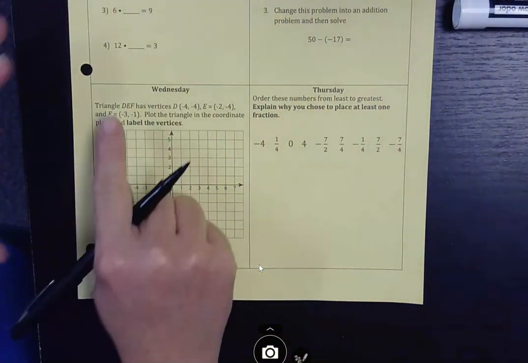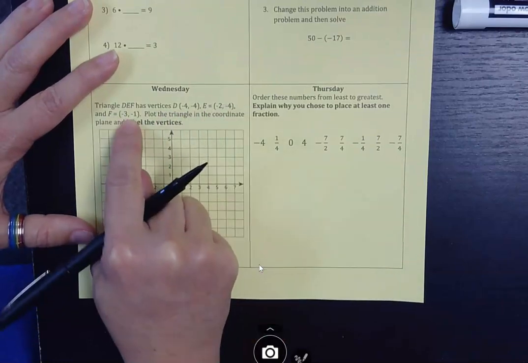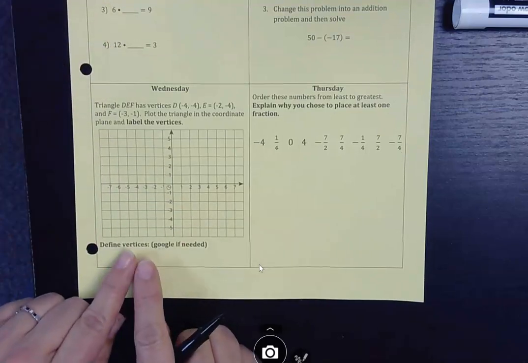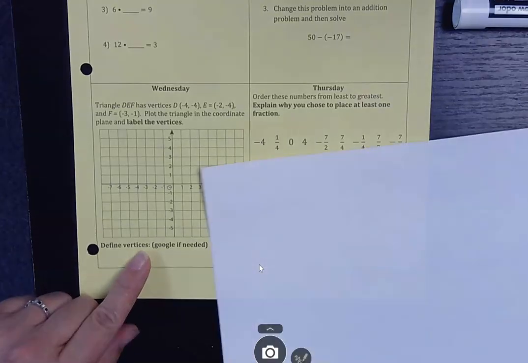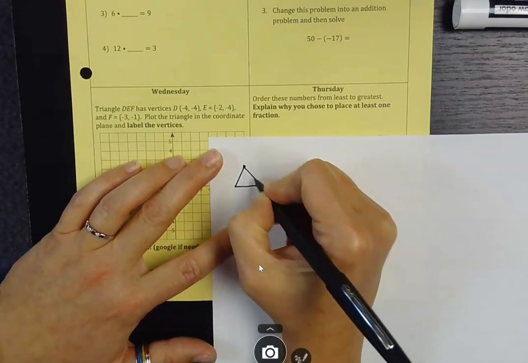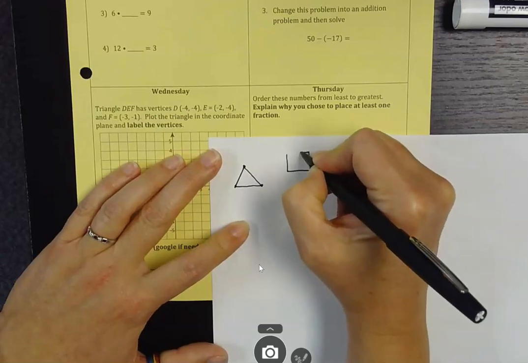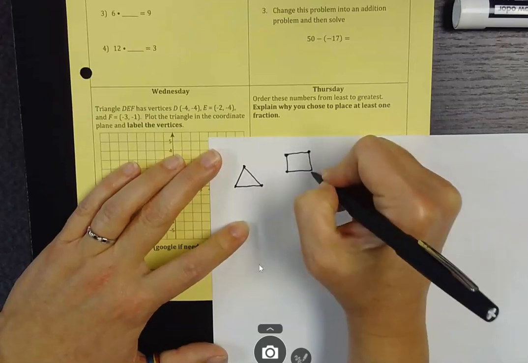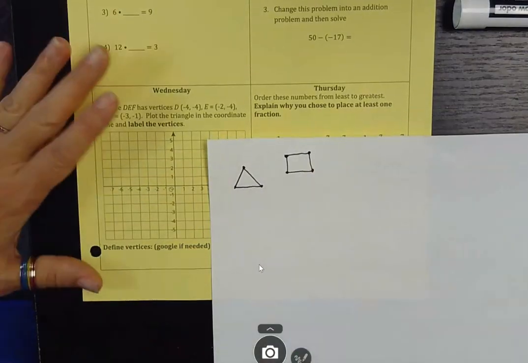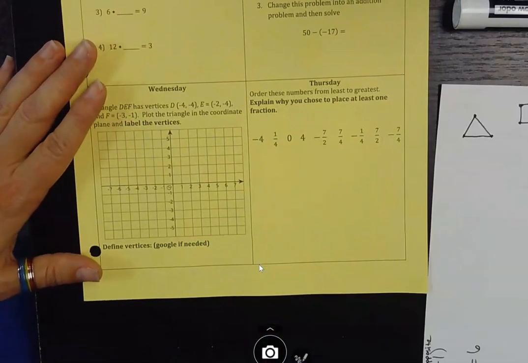Okay, Wednesday says triangle DEF has vertices D, E, and F. Plot the triangle in the coordinate plane and label the vertices. Down here it says define vertices, because vertices is not a word that you maybe have used a lot. Vertices is if I had a triangle like this, these points would be my vertices. If I had a shape like this, these points would be my vertices. So it is the points on your shape are your vertices. You can Google it if you want your own words. You didn't like the way I explained it, but that's what a vertice is.